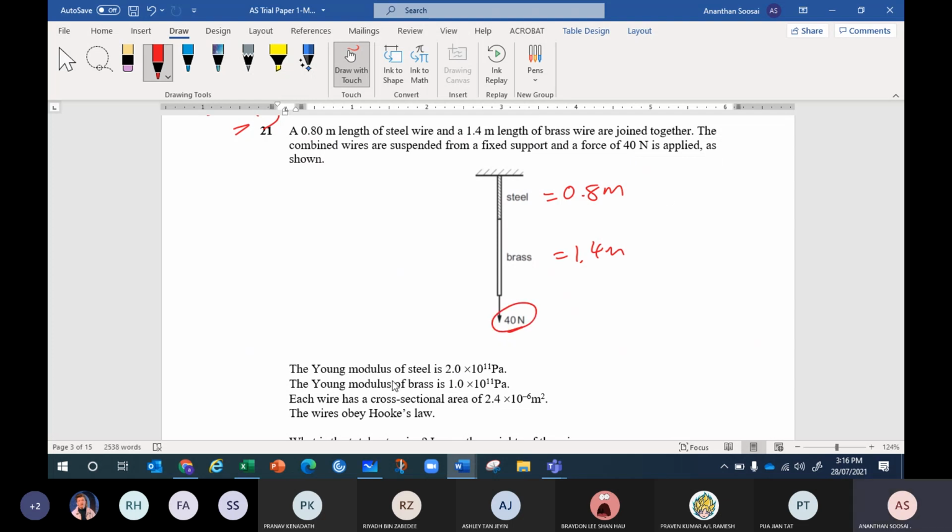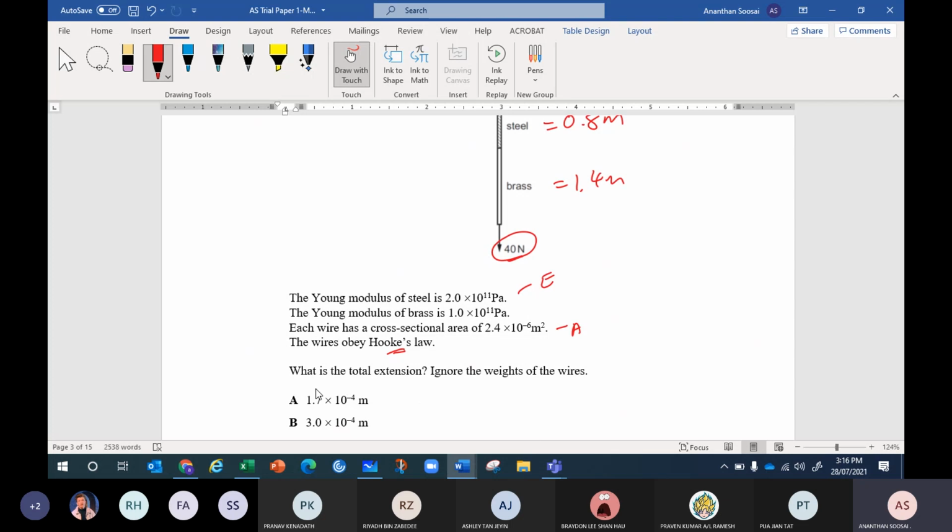The Young modulus of both materials is given. Each wire has a cross-sectional area; area given, Young modulus given. The wire obeys Hooke's law. What is the total extension? They're asking for the extension. Ignore the weight of the wire. So they want the total extension.